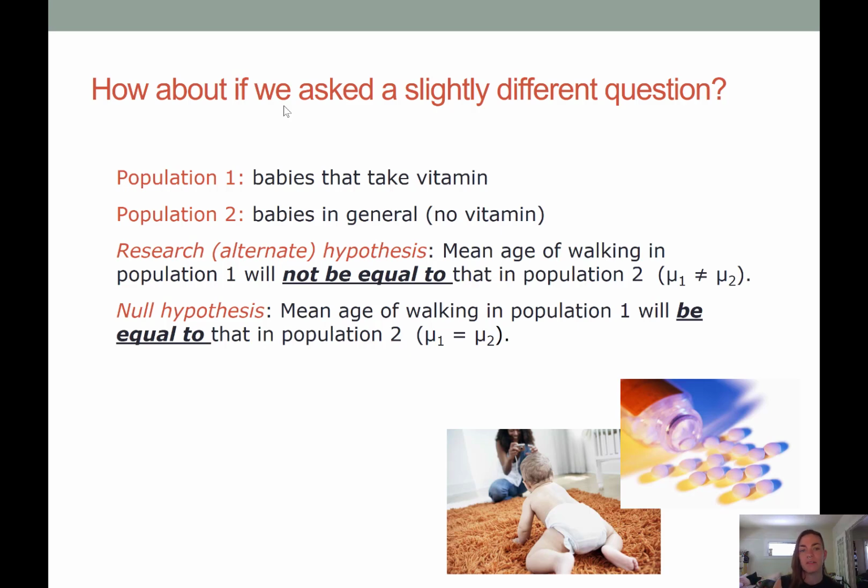If I had made that decision as the researcher, it would change the way that I state my hypotheses. Specifically, I would say that the mean age of walking in population 1 will be different than, or not equal to, the mean age of walking in population 2. And then my corresponding null hypothesis would be that the mean age of walking for population 1 is the same as the walking age for population 2.